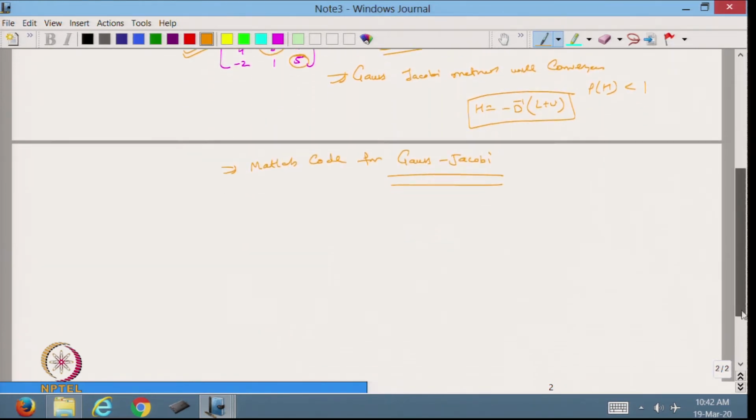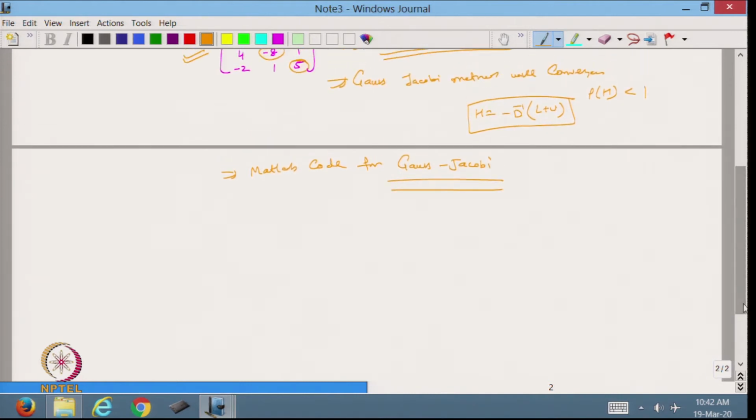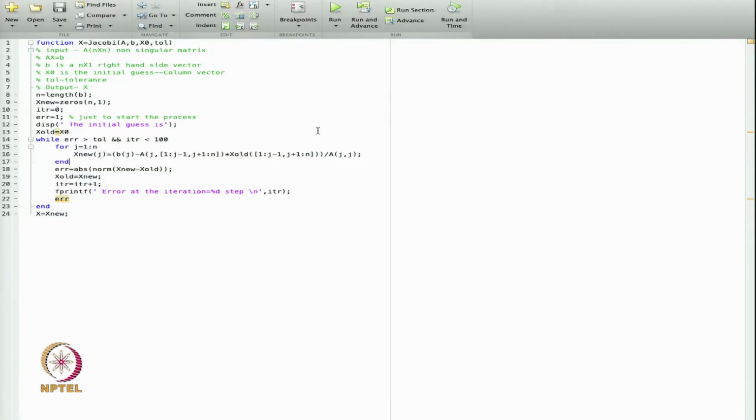So let us go to MATLAB. I have made this code already for you. This is the function I am defining, and I am giving it the name Jacobi. I have to input the matrix A, the right hand side vector B, and x naught, which is the initial approximation I am going to start with, and this is the tolerance value I am going to give.